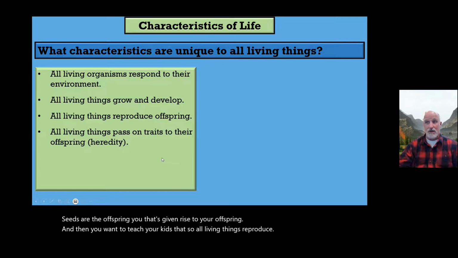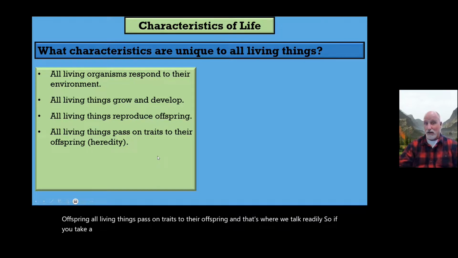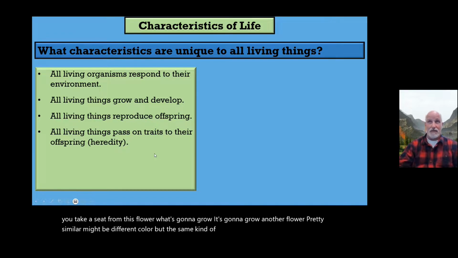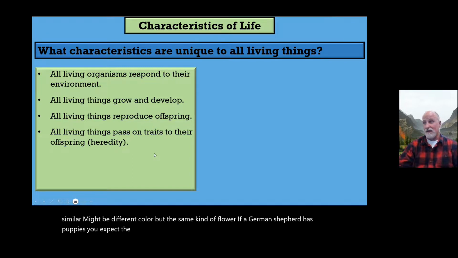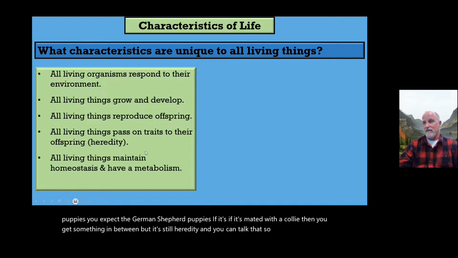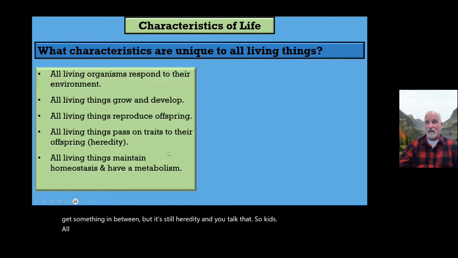All living things pass on traits to their offspring. That's where we talk heredity. If you take a seed from this flower, what's it going to grow? It's going to grow another flower, pretty similar. It might be a different color, but it's the same kind of flower. If a German Shepherd has puppies, you expect to see German Shepherd puppies. If it's mated with a collie, then you get something in between, but it's still heredity, and you can talk about that and show kids.